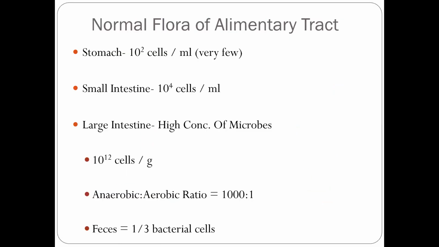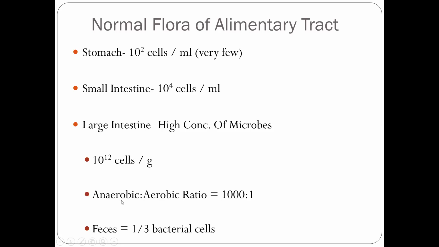This is the normal flora of the alimentary tract. So we just mentioned that. The stomach does not have many bacteria, maybe 100 cells per ml, very few because of the acid environment, a very low pH, 1.0 to 1.5. In the small intestine, you will see about 10 to the 4 cells per ml, so it started to increase a little bit. But when you see the large intestinal areas, there's a high concentration of microbes, can be as high as 10 to the 12 cells per gram.